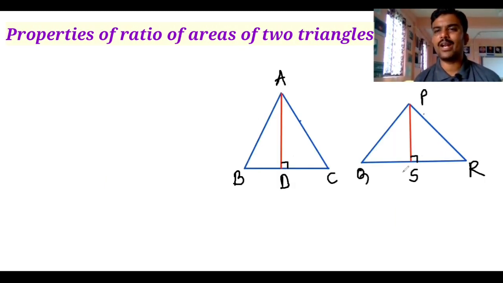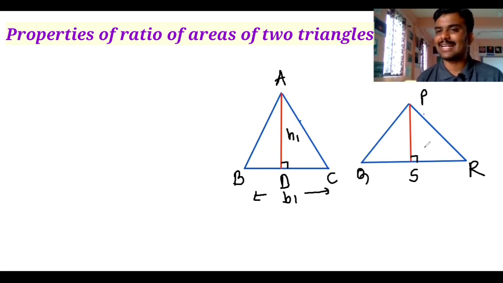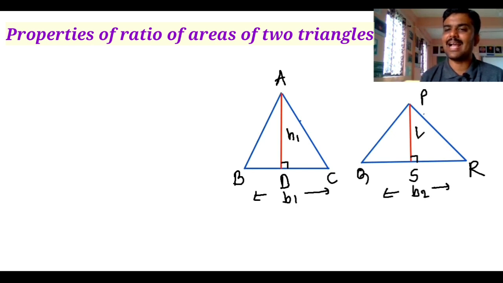Dear student, now we are going to start the first concept in 10th standard, topic similarity, and it is called the properties of ratio of areas of two triangles. Observe the figure. In the figure, the first triangle is triangle ABC, and in this triangle BC is the base, so I am denoting it as B1. Its height is AD, so I am denoting it H1. In the second triangle, triangle PQR, QR is the base, and I am denoting it as B2. The height is PS, and it is H2.